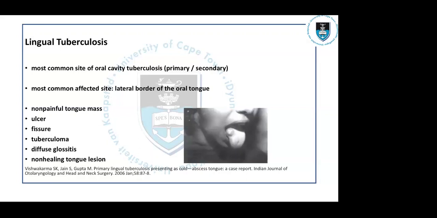The lateral border of the oral tongue is the most commonly affected site, while the base of the tongue can also be affected. The lesion can present as a non-painful tongue mass, an ulcer, a fissure, a tuberculoma, diffuse glossitis, and a non-healing tongue lesion.